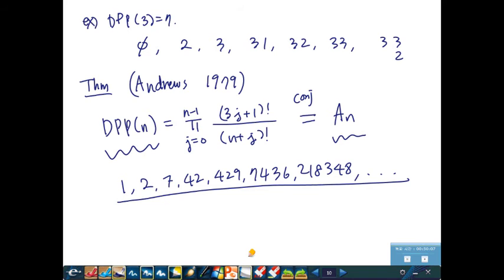There's one more interesting object. There is one more symmetry in plane partitions that I didn't tell you yet.